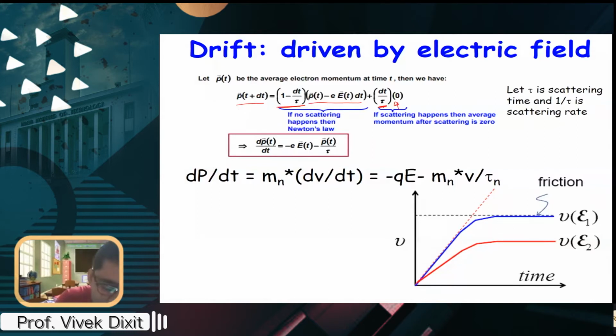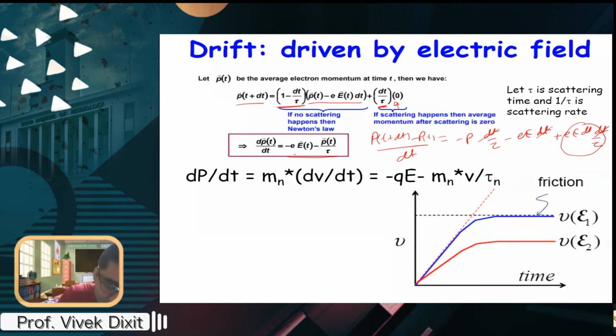So if you simplify this equation, if you calculate dp by dt, you take p at t plus delta t minus p at t to this side. You can write p at t plus dt minus p at t is equal to minus p dt by tau minus qE dt plus qE dt by tau, right? Then if you divide by dt, dp by dt you get basically minus p by tau minus qE, and this dt-by-tau term, since dt is very small, we can ignore. So you get this expression here, right?